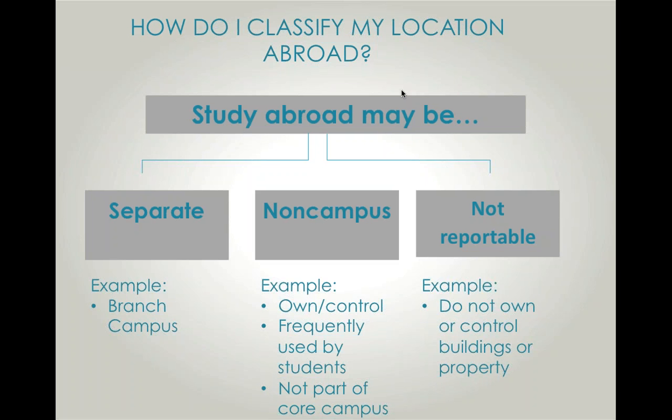It could be non-campus, in that it doesn't rise to the level of a separate campus, but we do own or control the location. It's frequently used by students. It's used for those educational purposes, but it's not a part of the core campus. Or we could have locations that are not reportable. So again, we're going back and asking the question of, what do we own or control? If we are, for example, sending students to a location abroad for which we don't have any ownership or control, there's a program agreement but not a space agreement, then that wouldn't be reflected within our Clery statistics because it does not meet the metrics for our Clery geography.